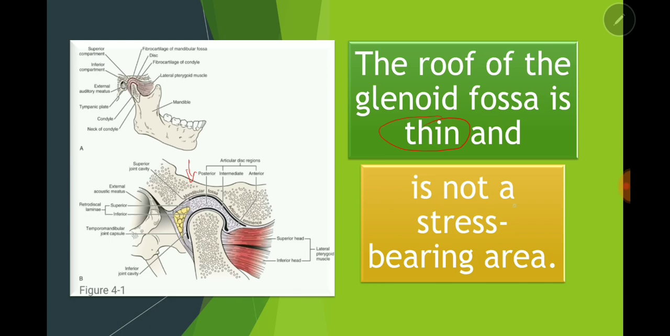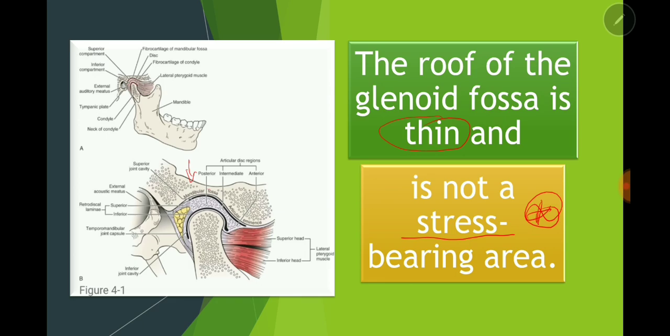So essentially the glenoid fossa is not a stress bearing area. Because it is very thin, it cannot support the pressure that is applied by the condyle. So if you remove the disc, there's a high chance that the glenoid fossa bone is going to be fractured or resorbed because it is not a stress bearing area.